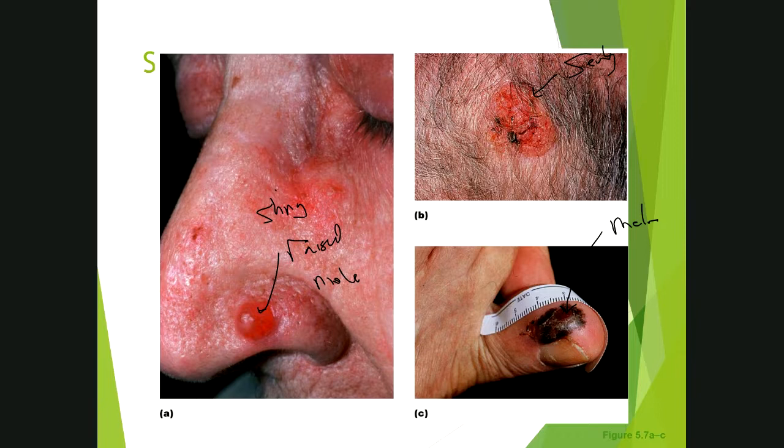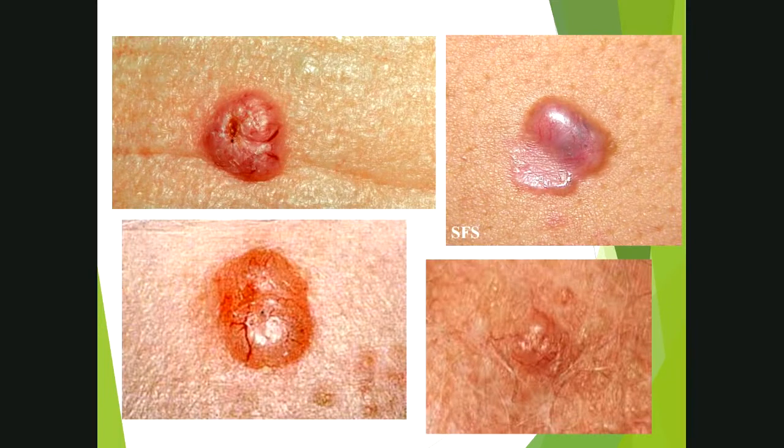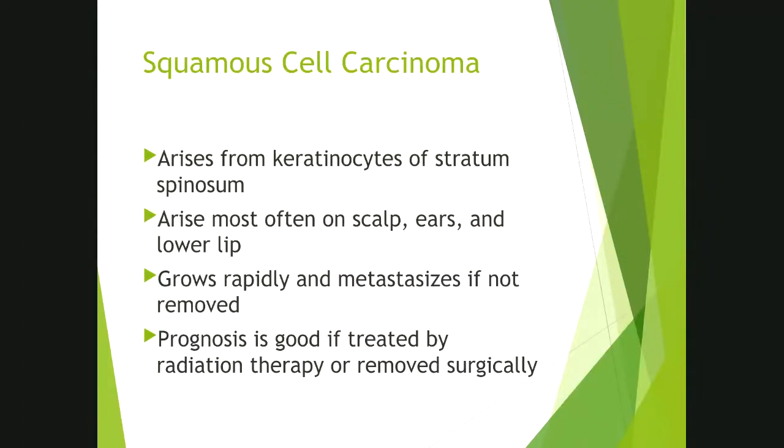So when you go to talk about them, basal cells come from the stratum basale. They're very slow growing, they don't metastasize, and so you can just surgically remove them. And so they come in and they just cut out this chunk, and then they sew these edges together. And usually there's no recurrence.